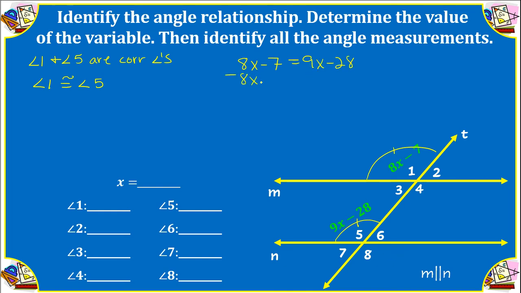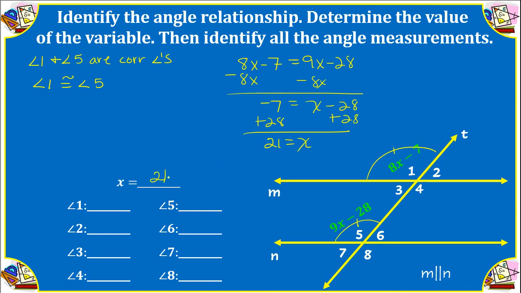I'm going to subtract out my smaller x value first. I'm going to add 28. So x is 21. So let's see angle 1. These are equal to each other. So my obtuse angle is going to be 8 times 21 minus 7. So 161. So that was angle 1.